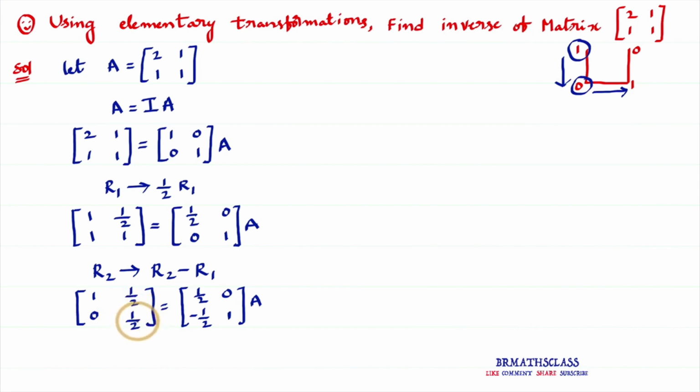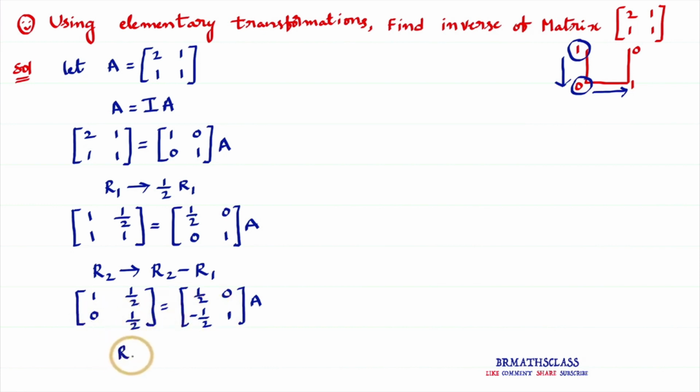How to make this element 1? What operation I am trying to say, you try to understand that and you follow the same method for all other problems also. I need 1 here. How will I get 1? If I multiply with 2, 2 into 1 by 2, the 2 will get cancelled. I'll get 1 here. I hope you are understanding. This complete row, I'll multiply with 2. This is in which row? This is in the second row.